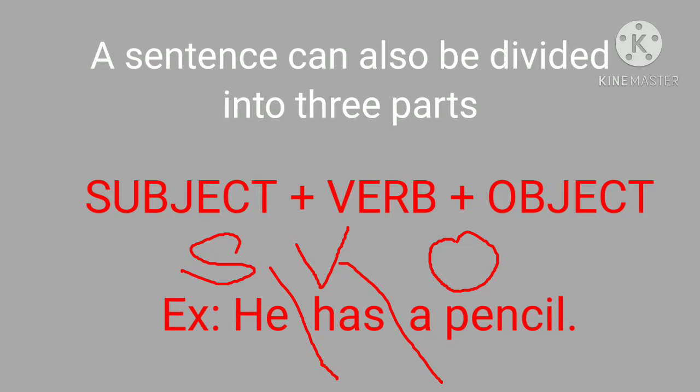For example, we wrote he has a pencil. When we divided it into two parts, we wrote he is the subject and has a pencil is the predicate. But now when we divide the same sentence into three parts, he is the subject, has is the verb, and a pencil is the object of the sentence. So here we divide the sentence into three parts: subject, verb, and object.